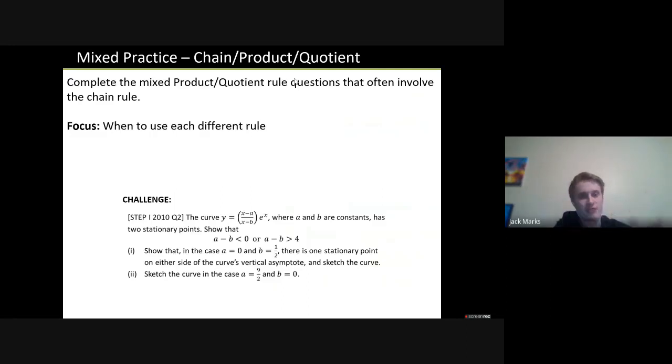And remember the chain rule. The chain rule is about a function within a function. So chain rule is not separate to any other rule. You may have to do the chain rule at any time. The product and the quotient, however, are quite separate. You have to pick one or the other if the question suits one of those methods.